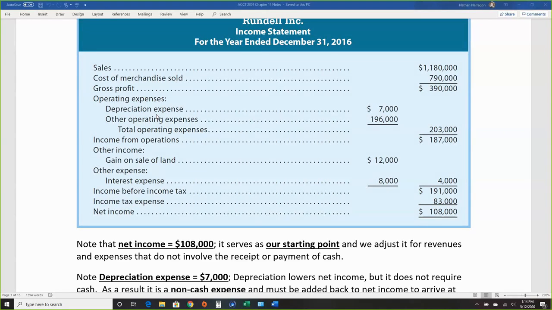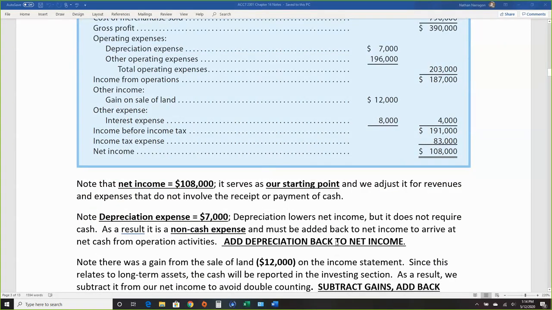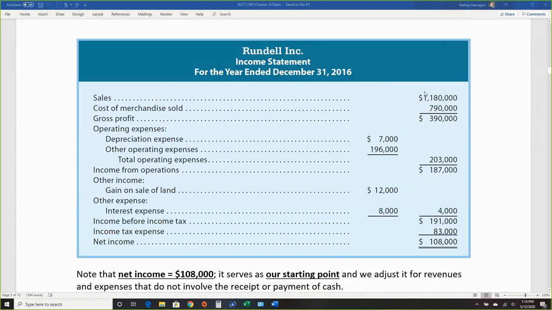Remember, the journal entry for depreciation is we debit depreciation expense and credit accumulated depreciation. Nowhere do we deal with cash. So we're going to have to remove this account. In order to remove depreciation, we're actually going to add it back. Okay? Because what you have to think is the opposite here. Again, we're trying to find how much cash is used, or where the cash is going. Since this naturally decreases to get to net income, and we're working backwards, we have to do the opposite and add it back.